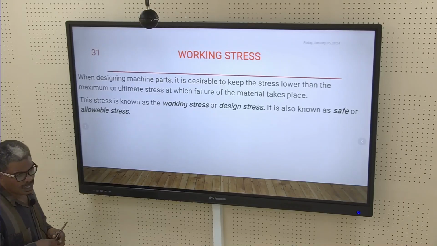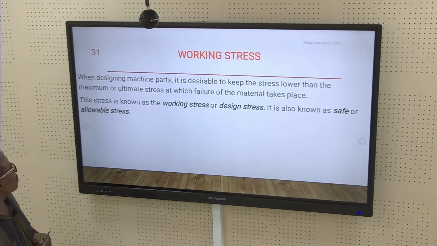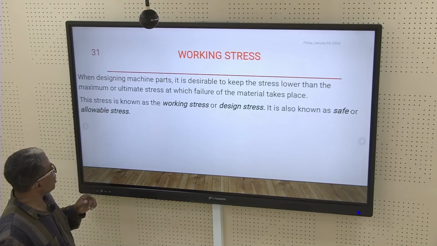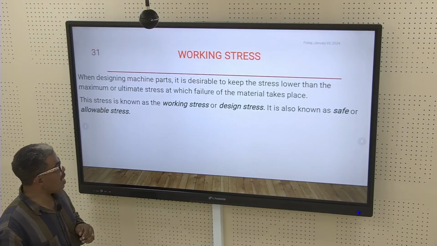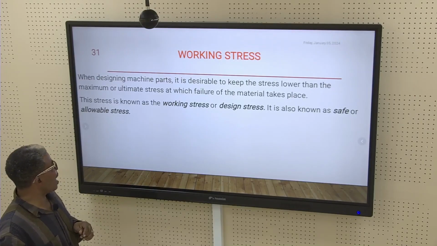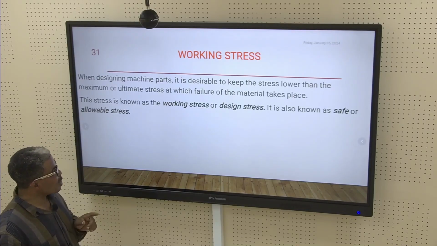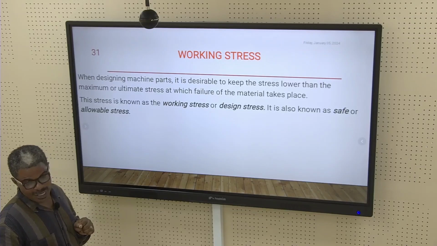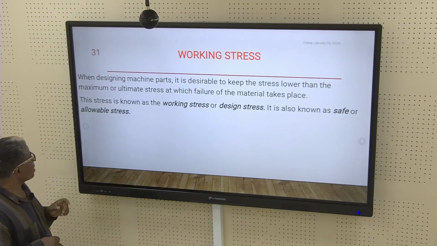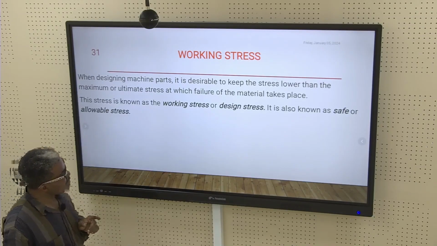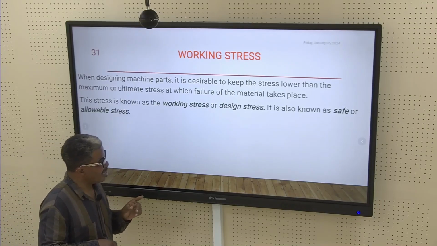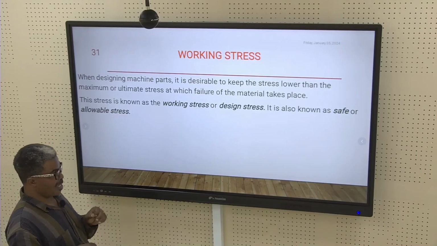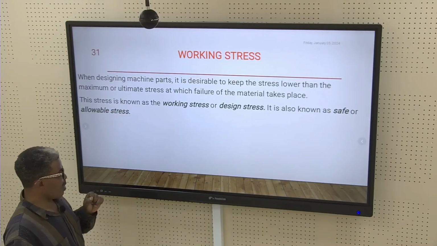So let's see what a working stress is. When designing machine parts, it is desirable to keep the stress lower than the maximum or ultimate stress at which failure of the material takes place. This stress is known as the working stress or design stress. It is also known as safe or allowable stress.